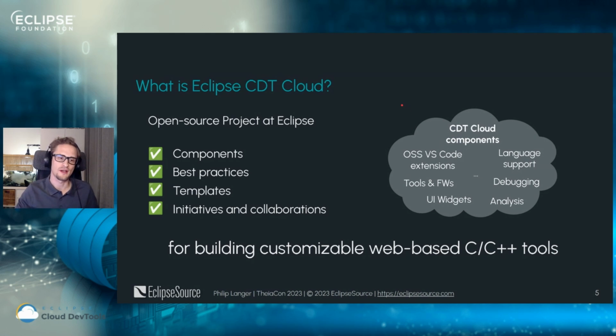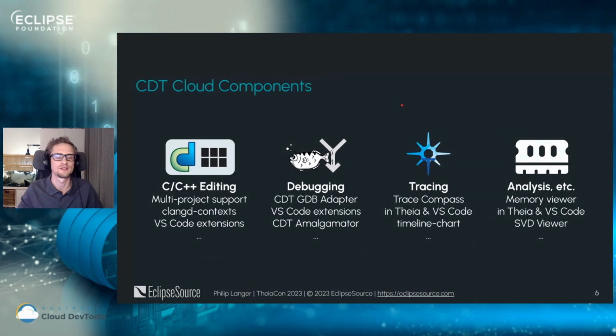So that's the goal. What are the components in more detail? There is quite a number of components that grew quite a lot over the last year. I tried to categorize them a little bit, for instance, in the area of C and C++ editing and language support. One major technology there is, of course, ClangD, which is not part of CDT Cloud, obviously, but it's still one of the main technologies that you would use when you build C and C++ tools.